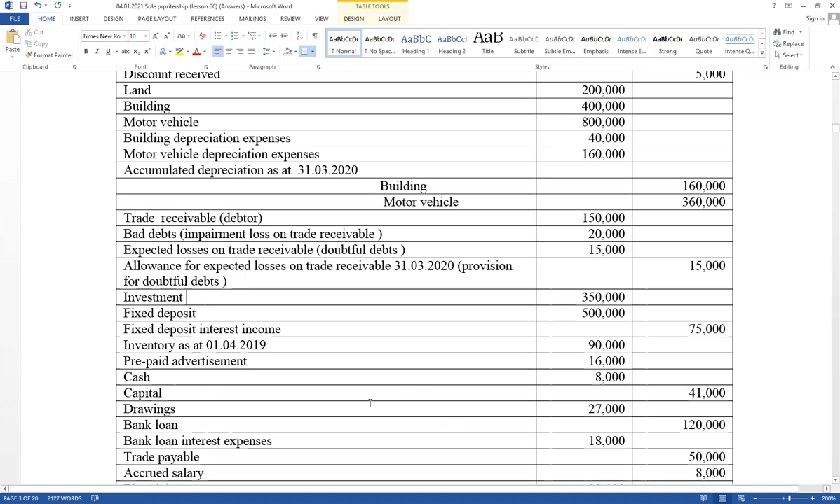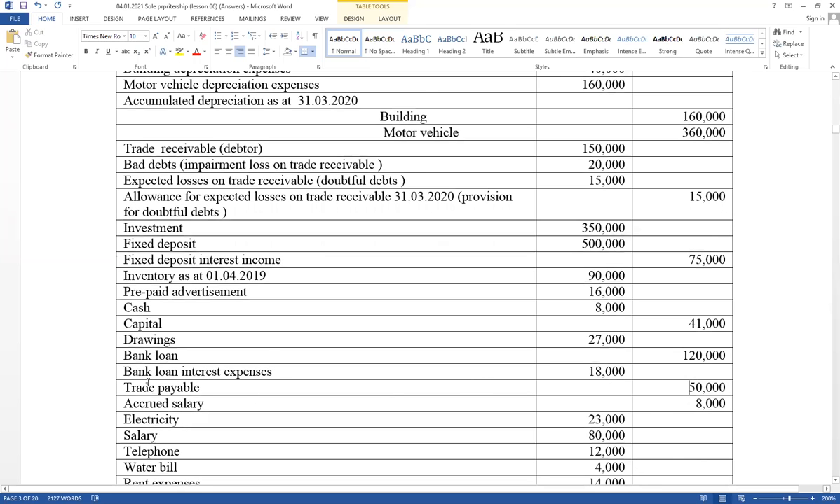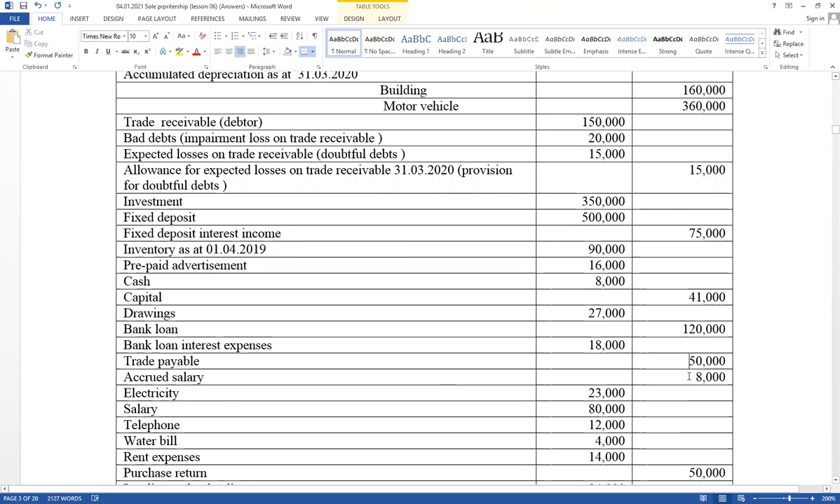Capital, this is the opening balance of equity. As opening balance, this value, 41,000, would be included. And drawing should be deducted from equity under financial position. Drawing should be deducted from equity. And bank loans should be included under non-current liability. Loan interest, finance expense. Trade payable under current liability, and accrued salary is given, accrued salary current liability.